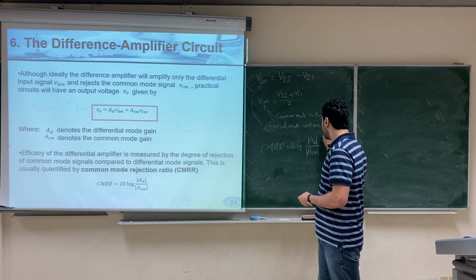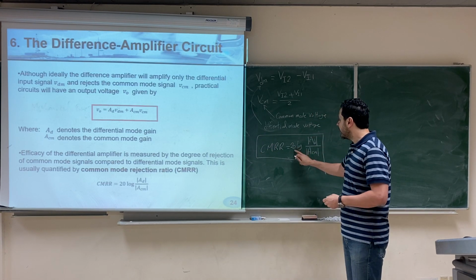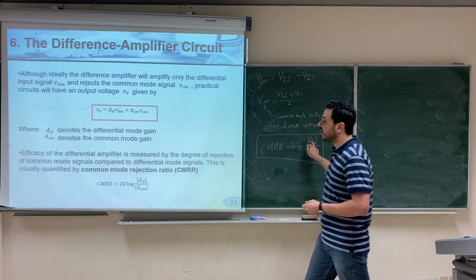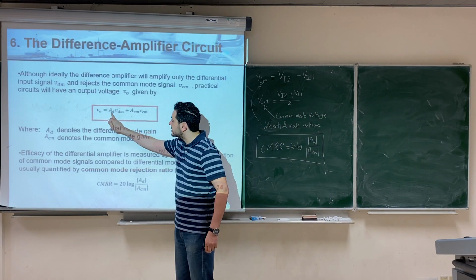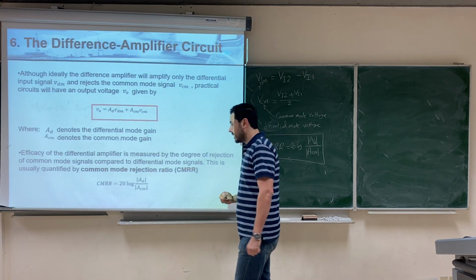Okay? So the common mode rejection ratio is a measure of how good your amplifier is. It is 20 log the ratio between the differential mode gain, this term, divided by the common mode gain, this term. Okay?